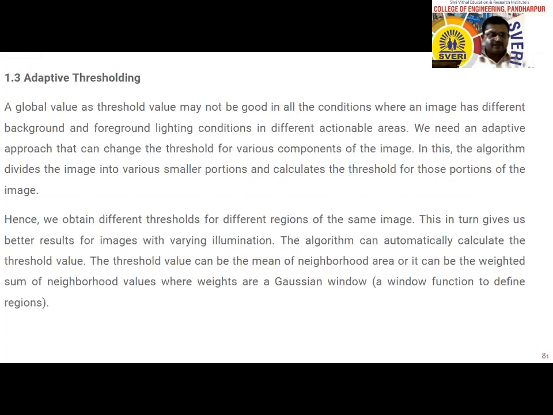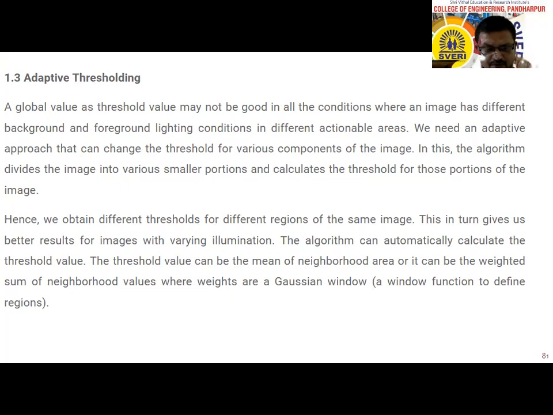Now, adaptive thresholding. A global value as threshold value may not be good in all the conditions where an image has different background and foreground lighting conditions in different actionable areas. We need an adaptive approach that can change the threshold for various components of the image. In this, the algorithm divides the image into various smaller portions and calculates the threshold for those portions of the image.